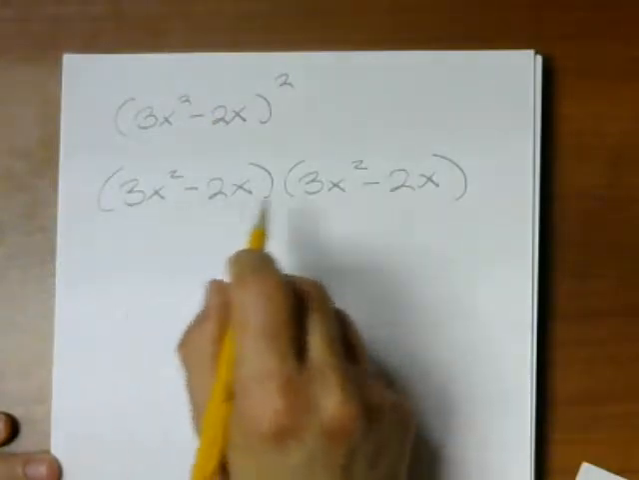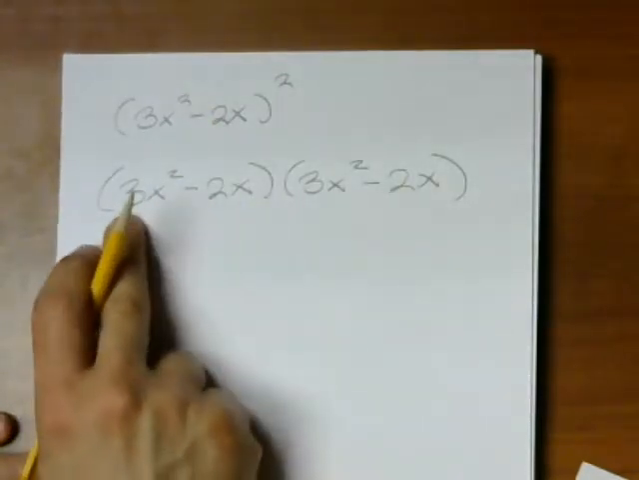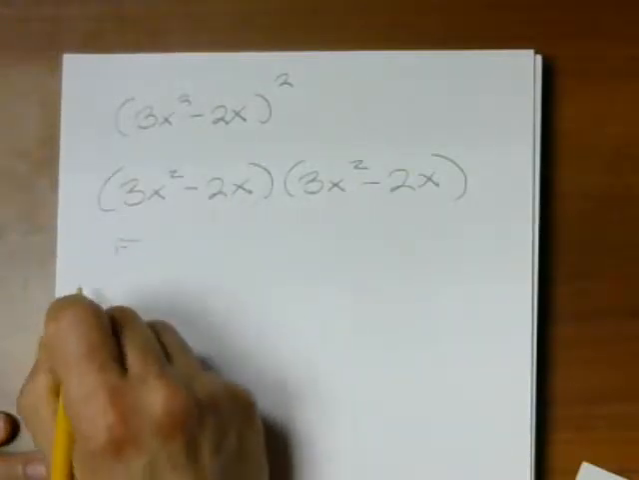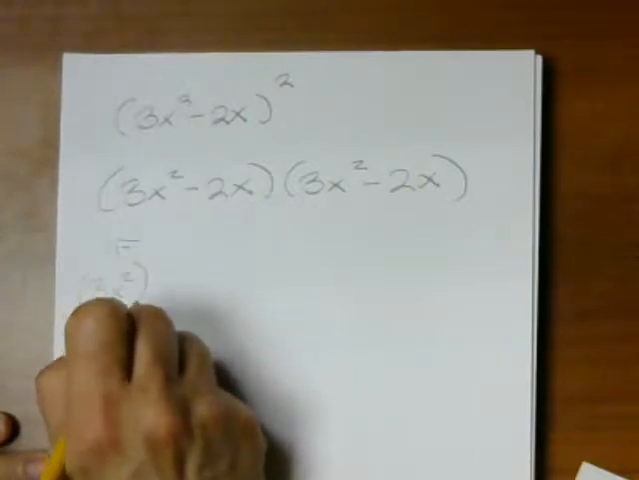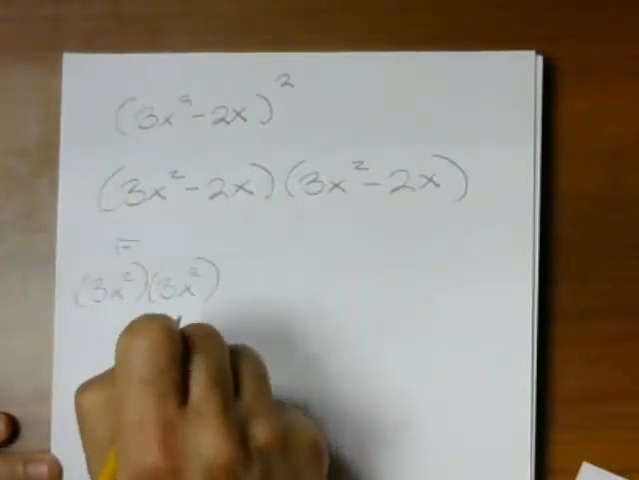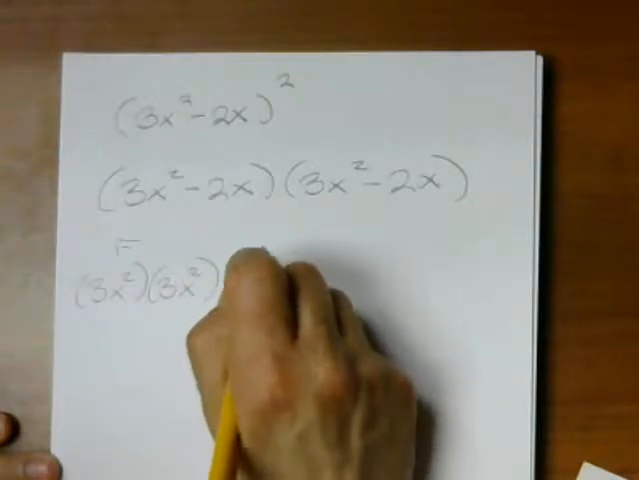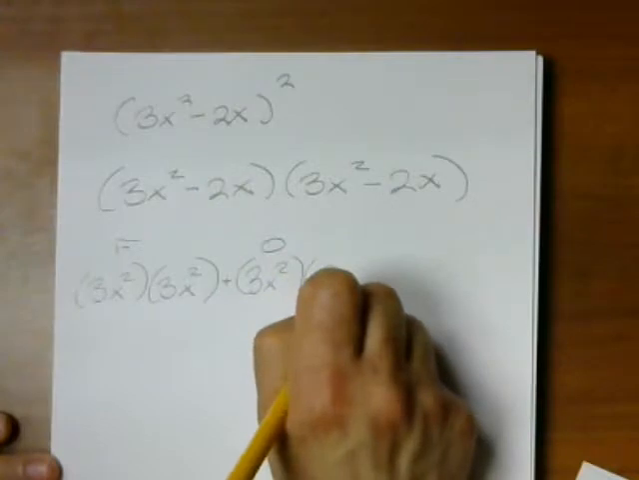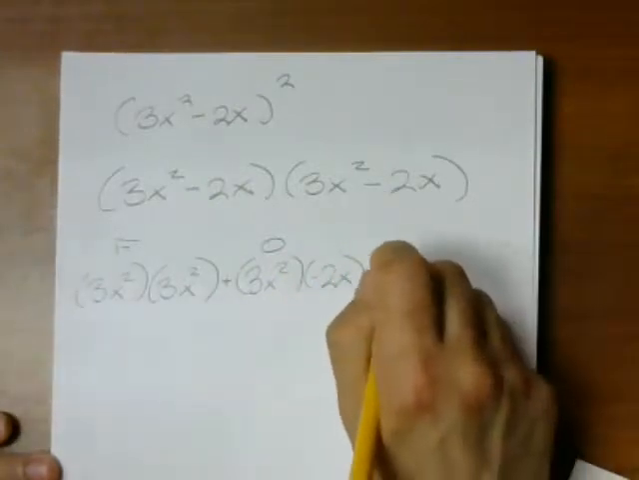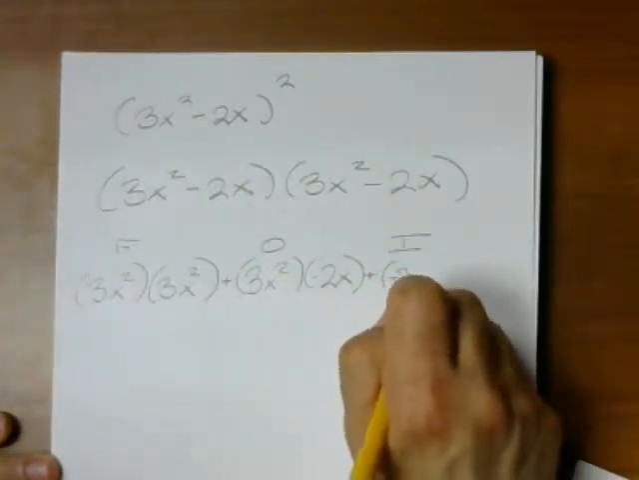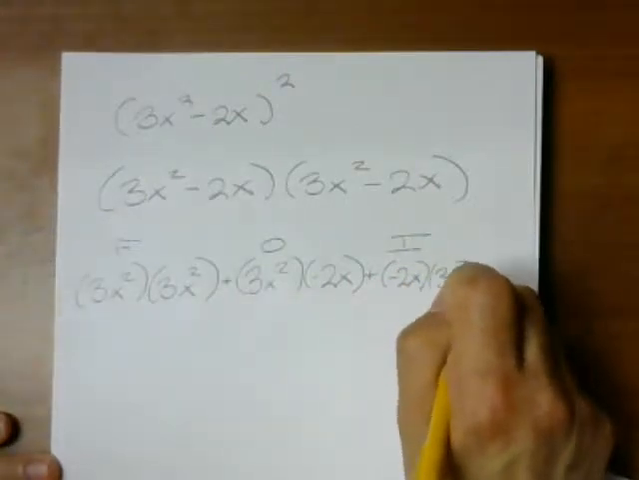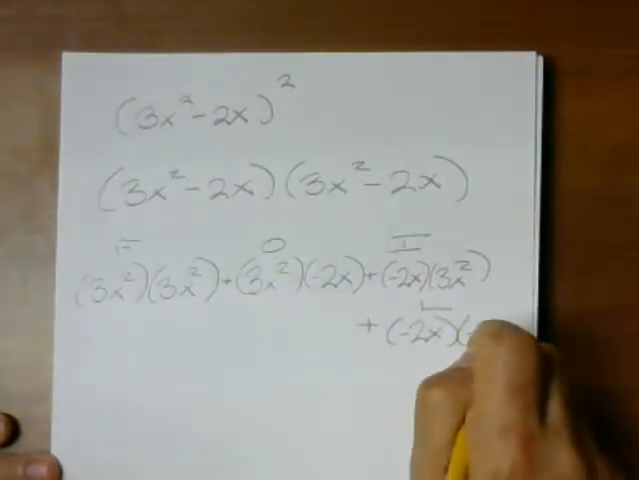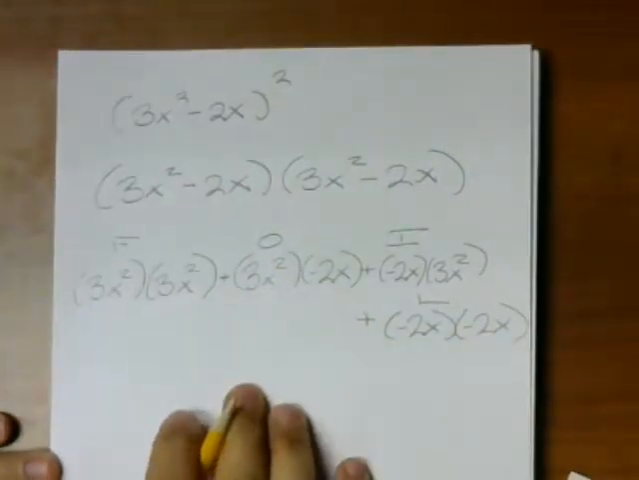Okay, so what are the first two terms? Well, the first terms here are this and this. These are the first terms. So for the first terms, we're going to get 3x squared times 3x squared. Now outer, so we're going to get 3x squared times minus 2x. Inner, the inner terms. And now the last terms, minus 2x and minus 2x.